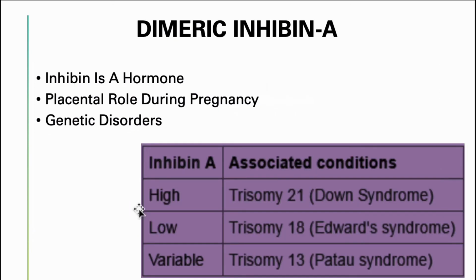The next thing that we want to look at is what's called dimeric inhibin A. Inhibin is a hormone that's secreted by granulosa cells found in ovarian follicles, and in men by Sertoli cells. Its physiological role is to suppress the secretion of follicle-stimulating hormone by the pituitary gland. Normally. Now in pregnancy, it's a little bit different. In pregnancy, inhibin A is made by the placenta.